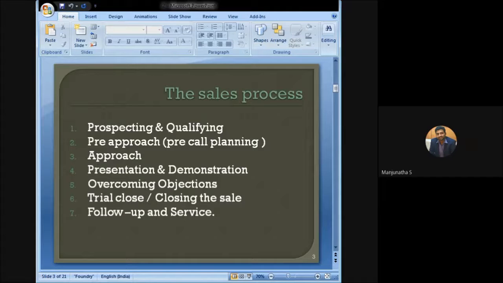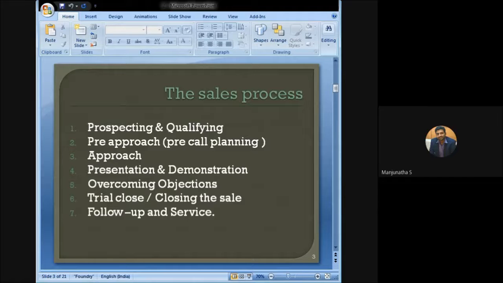There are seven sales processes involved in sales management. The first one is prospecting and qualifying. Second one is pre-approach, or we'll call this one pre-call planning. Third one is approach. Fourth one is presentation and demonstration. Fifth one is overcoming objections. Sixth one, trial close or closing the sale. Seventh, the last sales process, is follow-up and service.